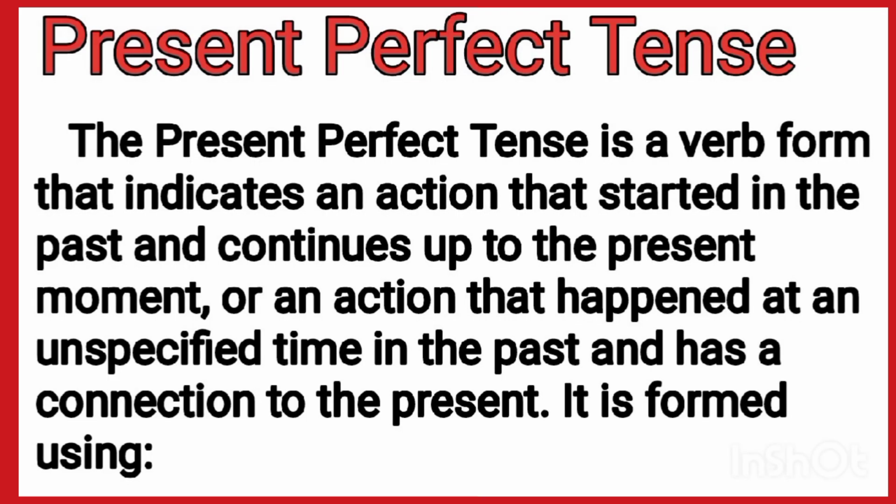Present perfect tense. The present perfect tense is a verb form that indicates an action that started in the past and continues up to the present moment, or an action that happened at an unspecified time in the past and has a connection to the present. It means an action happened in the past at an unspecified time that we don't know about, so then we use the present perfect tense.